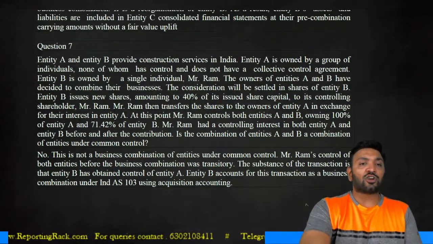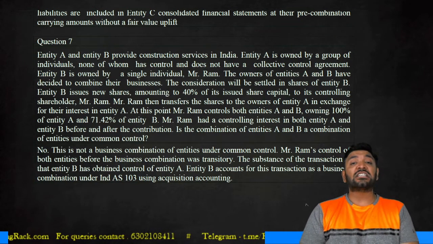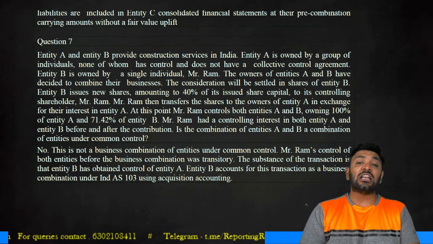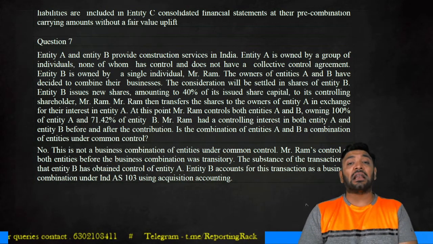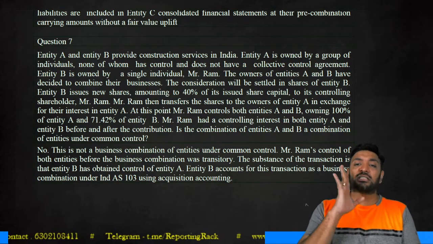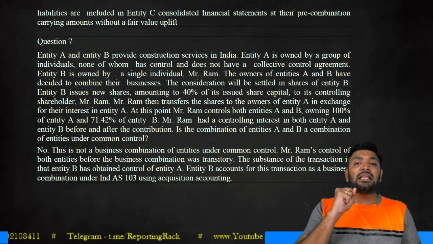Last question in business combination. Entity A and B provide construction services in India. A is owned by a group of individuals. None of them control and they do not have a collective control agreement. B is owned by a single individual, Mr. Ram. Owners of A and B have decided to combine their businesses.